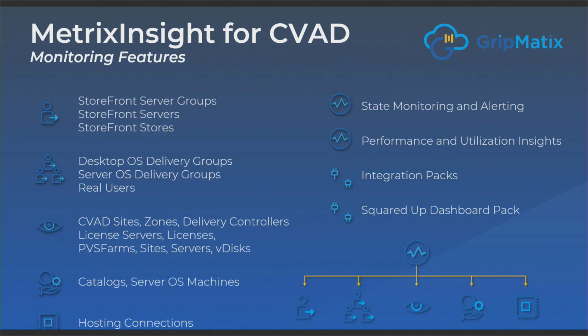Like I said, we discover and monitor a lot of components within a CVAD stack, using the typical layers that exist within an environment: the access layer that consists of StoreFront, the control layer that consists of the CVAD sites, the zones, delivery controllers, the delivery groups that exist in the user layer, the different machine catalogs that exist in the resource layer, and of course the hosting connections regarding your hardware platform.